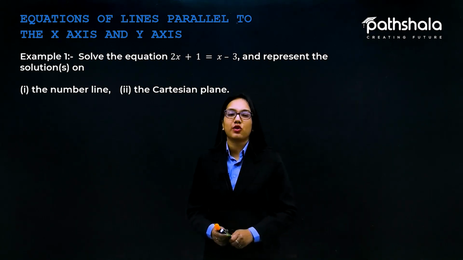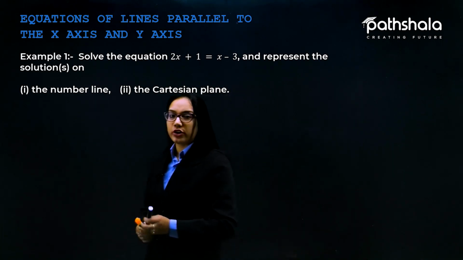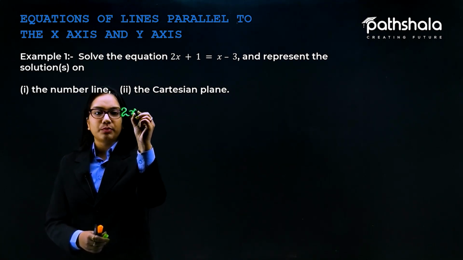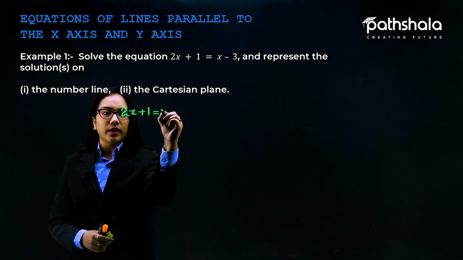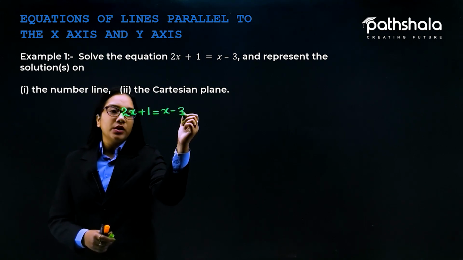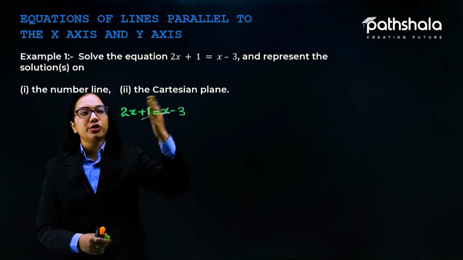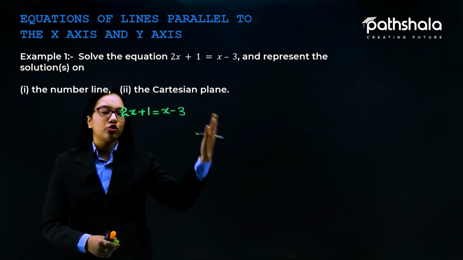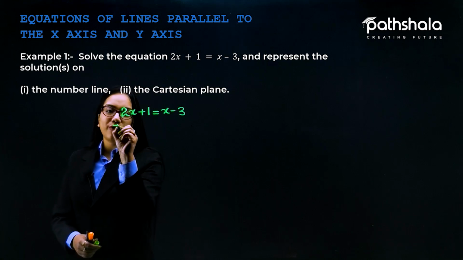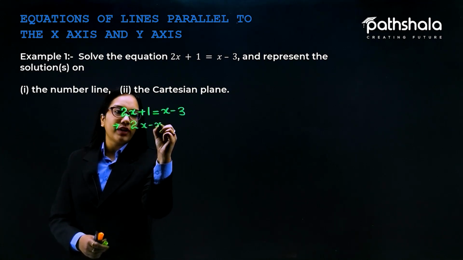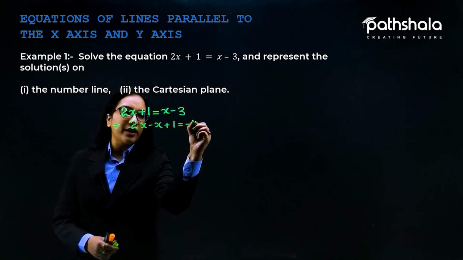So let's just start solving this particular equation first. First of all, we have the equation as nothing but 2x + 1 = x - 3. So let's just solve this equation. First of all, we will take all the variables towards one side and the constants towards the other side. So first of all, I'm taking x toward this side, so it would be 2x - x + 1 = -3.